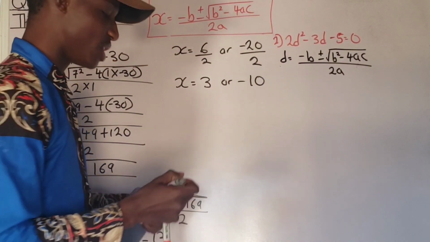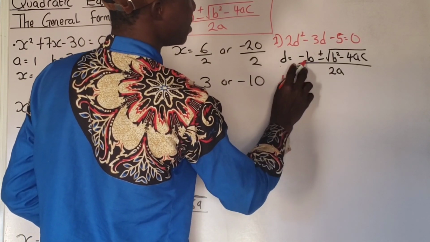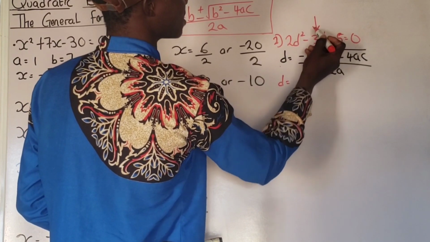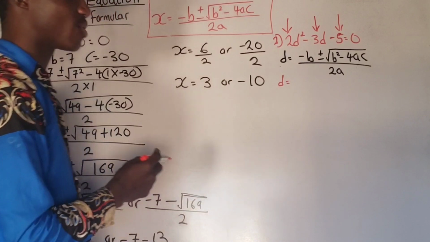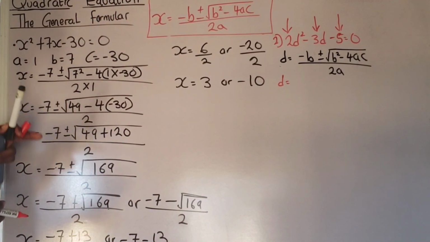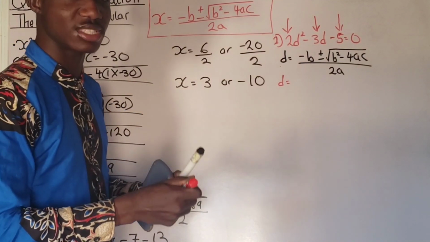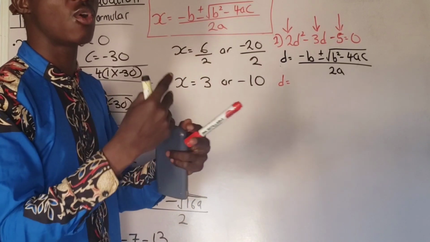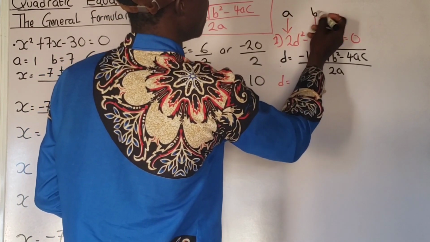So here I'm going to have d equals negative b. B in this equation is negative 3, and c is negative 5. A is 2. Just like what we did in the previous example, a is the coefficient of x squared. In this case, a will be the coefficient of d squared, because a is always regarded as the coefficient of the highest power of the unknown in our quadratic equation. So this is a, this is b, and this is c.